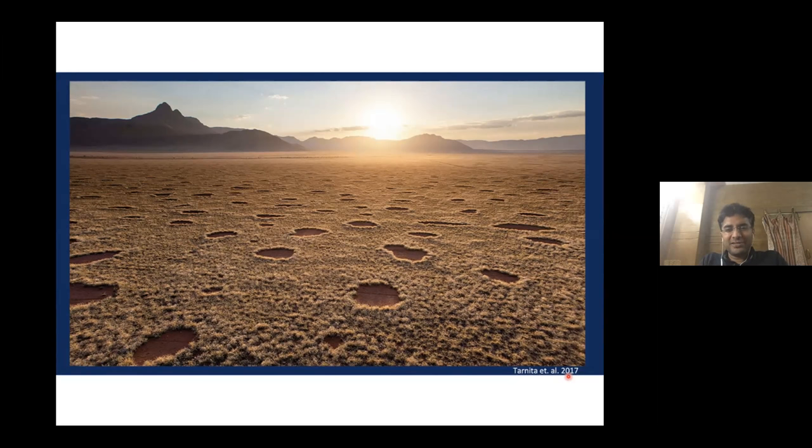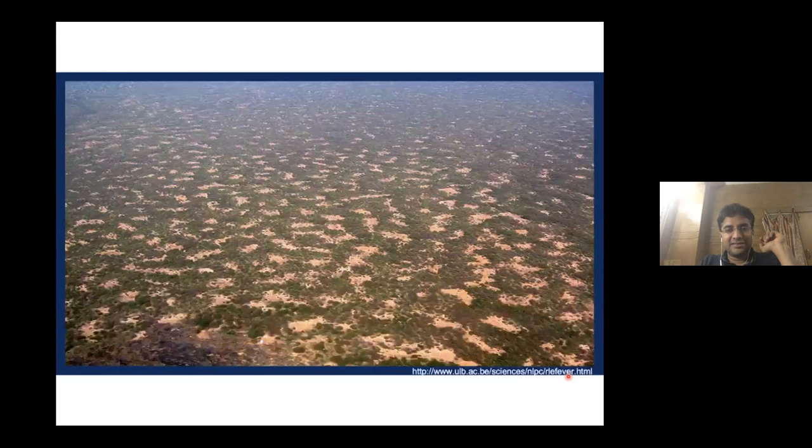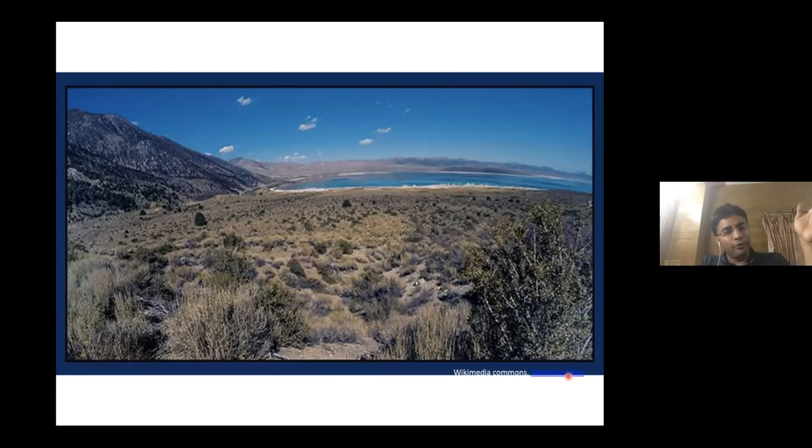Now of course, ecosystems are really spatial, right? They also exhibit really fascinating patterns. These are some of the classic examples of the fairy rings found in African deserts. And these are patches of labyrinthine patterns of vegetation. And then one can go on. There are more types of vegetation.